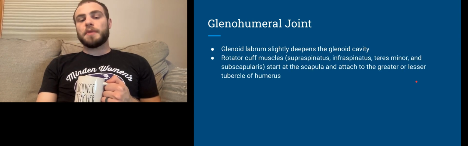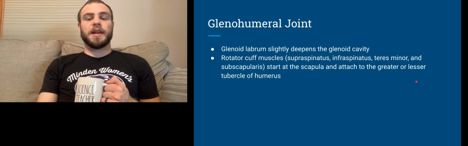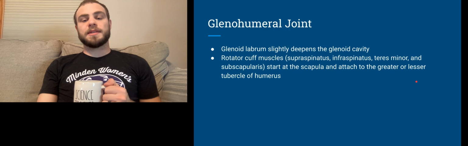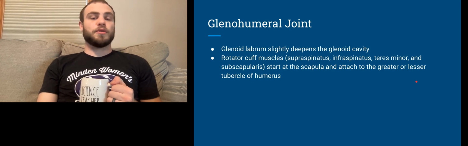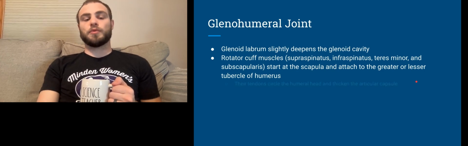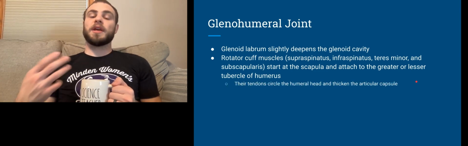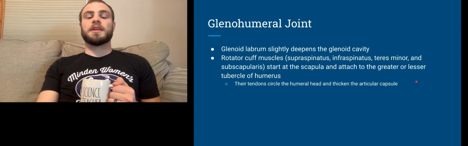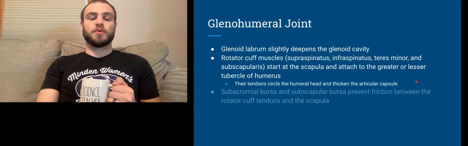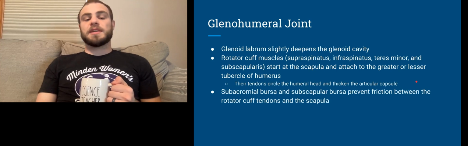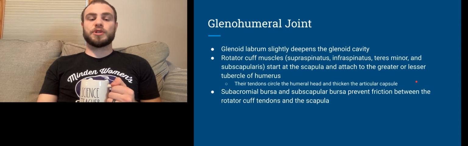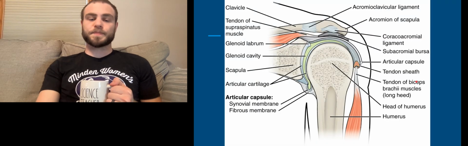You have four rotator cuff muscles, the supraspinatus, infraspinatus, teres minor, and subscapularis, all of which are going to be originating at some point on the scapula and then attaching to either the greater or the lesser tubercle of the humerus. While they are moving in that direction, though, their tendons are going to circle around the humeral head, and they're going to help thicken the articular capsule that you have around that shoulder joint. You also have a subacromial bursa and a subscapular bursa, which are going to be responsible for preventing friction between the rotator cuff tendons and your scapula.